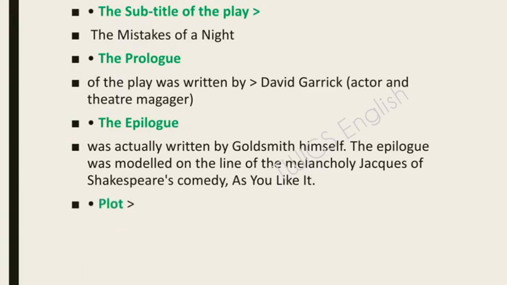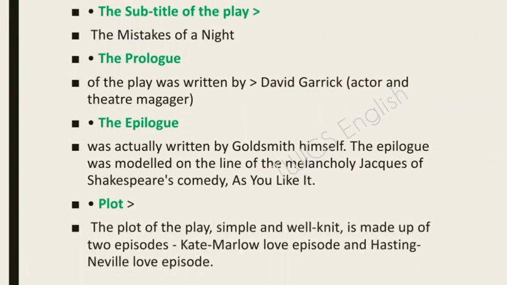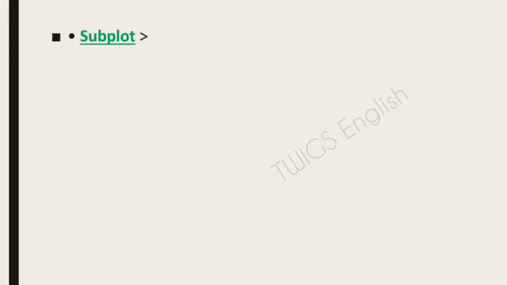To come to the plot, we know that She Stoops to Conquer's plot is very simple. While speaking about the plot, we must say that there is the presence of a subplot, but the subplot is so integrally woven with the main plot that it's very hard to discuss it separately. So the plot of the play, simple and well knit, is made up of two episodes: the Kate Marlowe love episode and the Hastings Neville love episode. The latter is very often treated as the subplot.